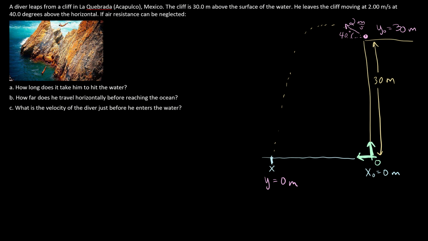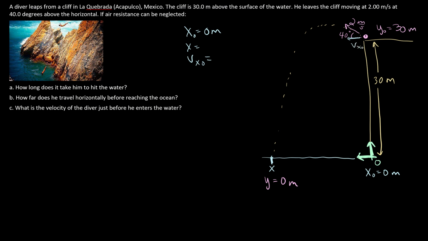Now I need to inventory my variables. So let's start with the x direction. My initial x is 0 meters. Final x, I'm going to try to find. I don't know. My initial x velocity, I'm not directly given that, but there is a component of the initial velocity in the positive x direction. And so this component here, that's going to be my vx naught.